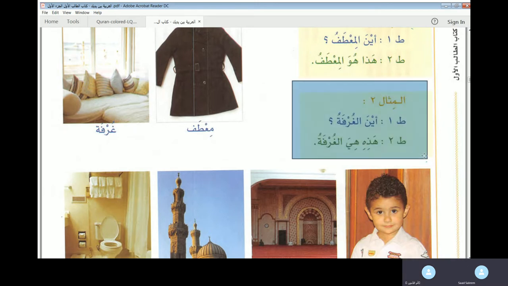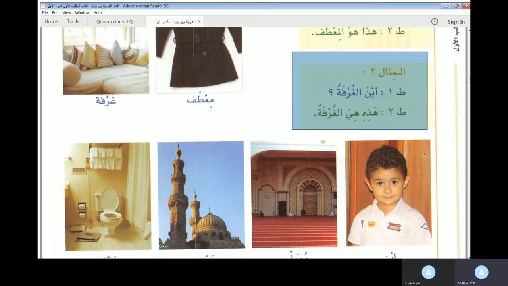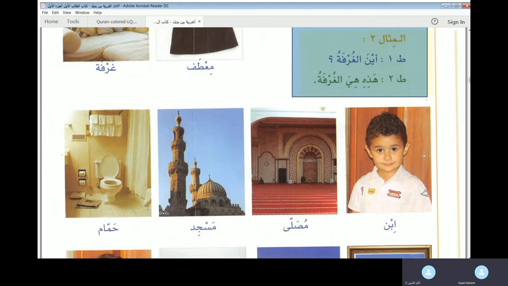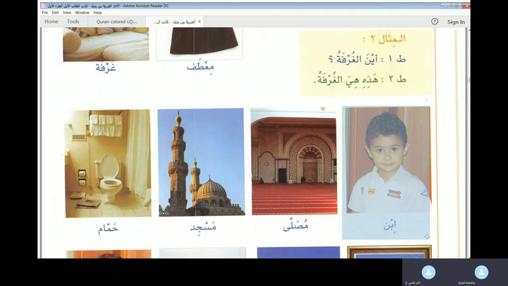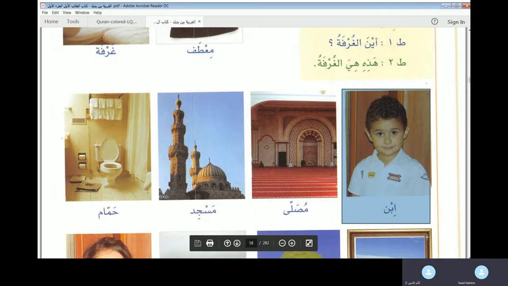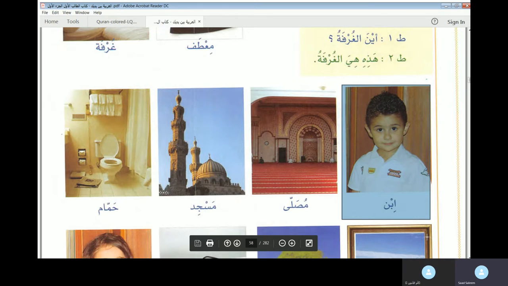First student: Aina al-ghurfatu? Where is the room? Second student: Hadhihi hiya ghurfatu. There is the room. This is Ibn, son. Aina al-ibnu? Aina al-ibnu?